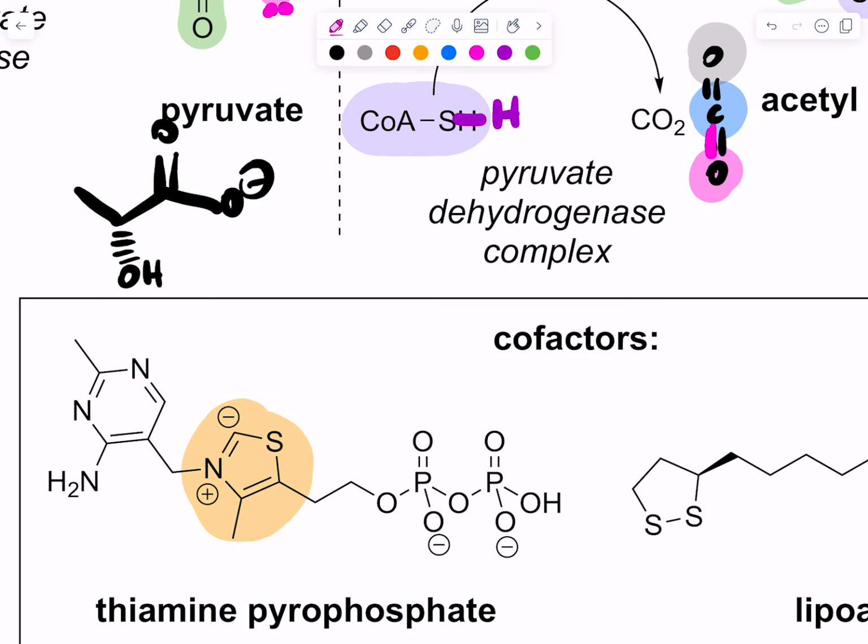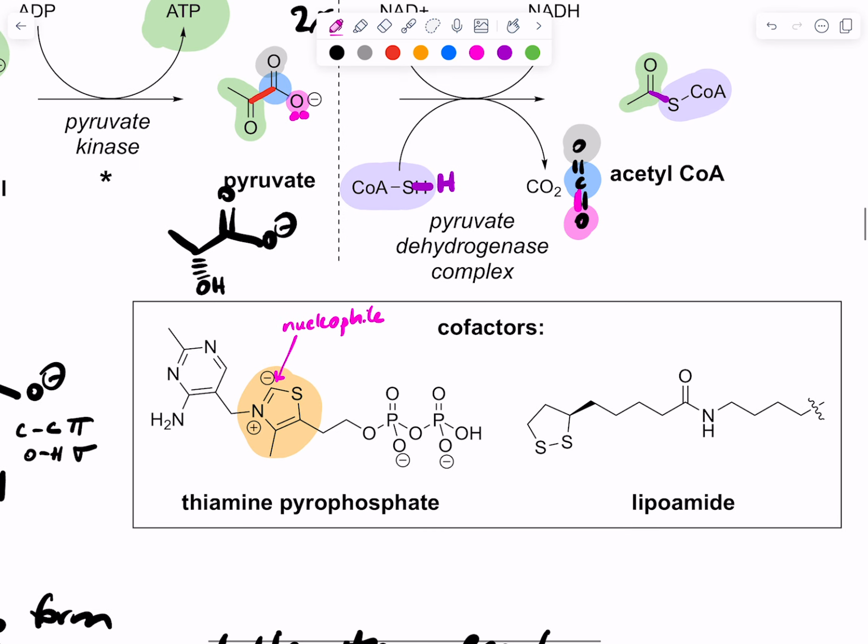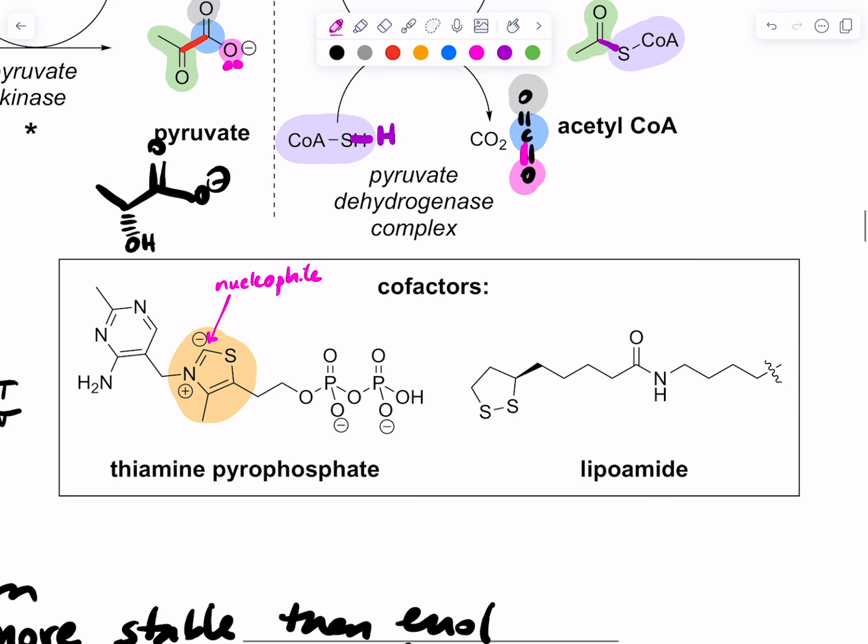And right now, you can think of thiamine pyrophosphate as being a nucleophile at the negatively charged carbon. There's a lone pair on that carbon that's nucleophilic. The second cofactor is called lipoamide. This is actually a permanent prosthetic group on a protein side chain. So this is a lysine side chain that's tied up in an amide bond with what's called lipoic acid. And this sulfur here ends up being electron poor.